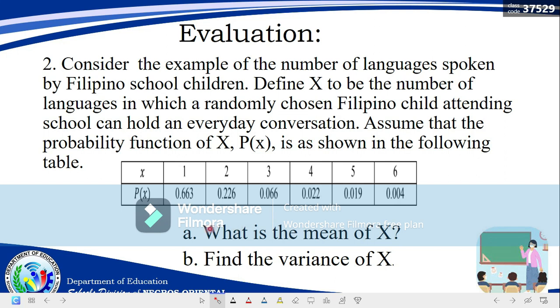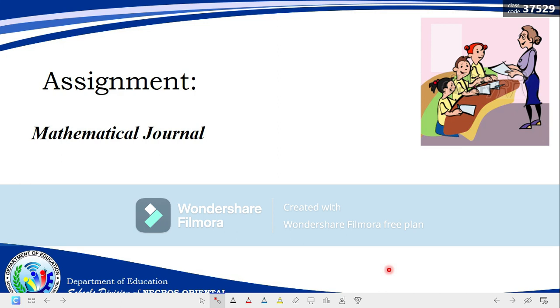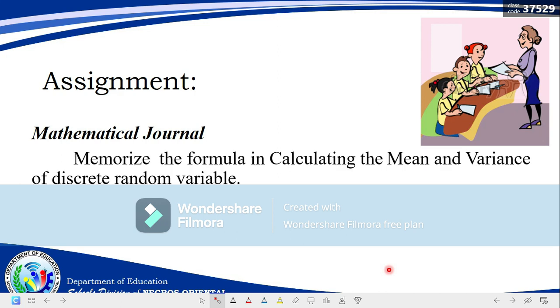Letter A, what is the mean of this random variable X? Then letter B, find the variance of this random variable X. In your assignment, memorize the formula in calculating the mean and variance of a discrete random variable.